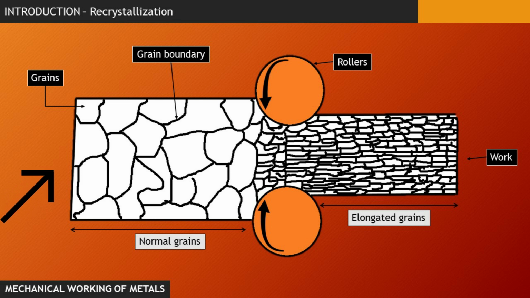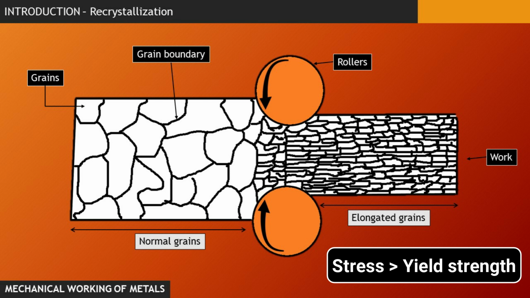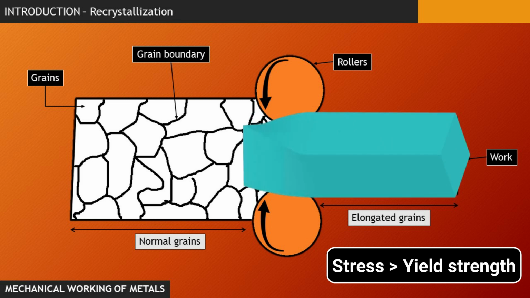As you see here, prior to cold working, the grain size is bigger in the material, whereas after the material undergoes cold working, grain size changes. The grains get elongated and the material compresses. This is only possible when the applied load generates a stress which is higher than the yield strength of the material, and it undergoes plastic deformation.